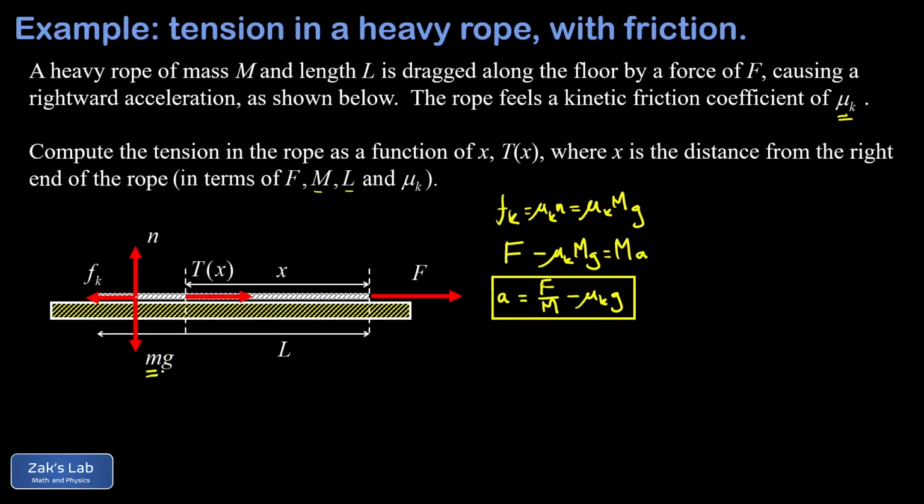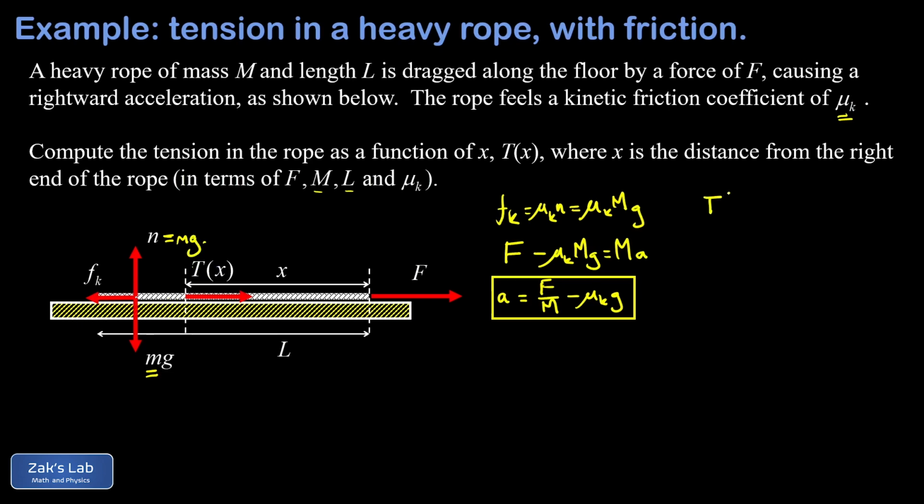And the weight here is going to be little mg. The normal force, again, is just going to balance that. It's going to be little mg. And then I have a friction force pulling to the left, and the tension in the rope at the location x is pulling to the right on this little mass. So that T is what we're trying to get.